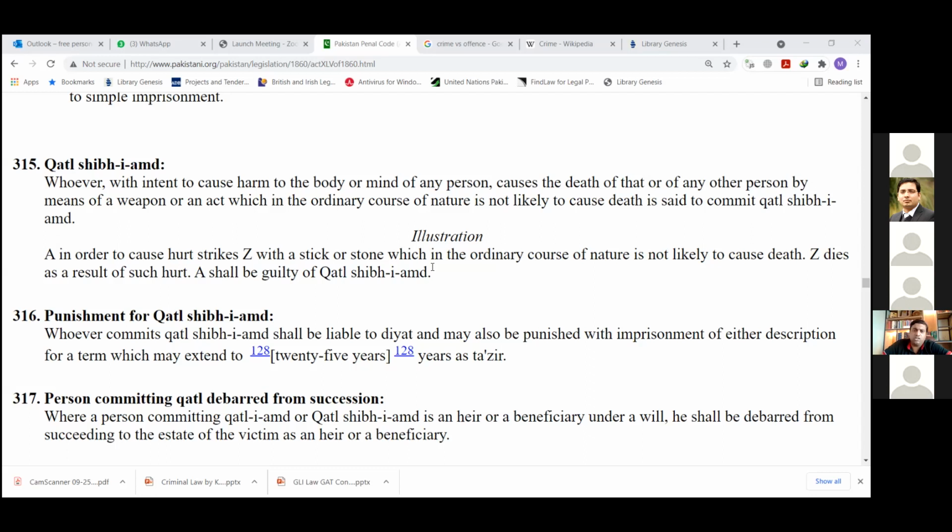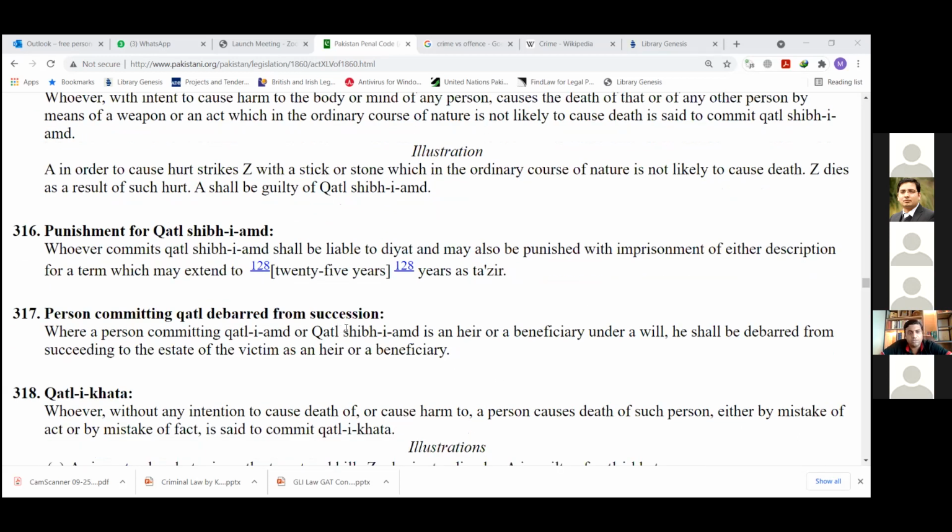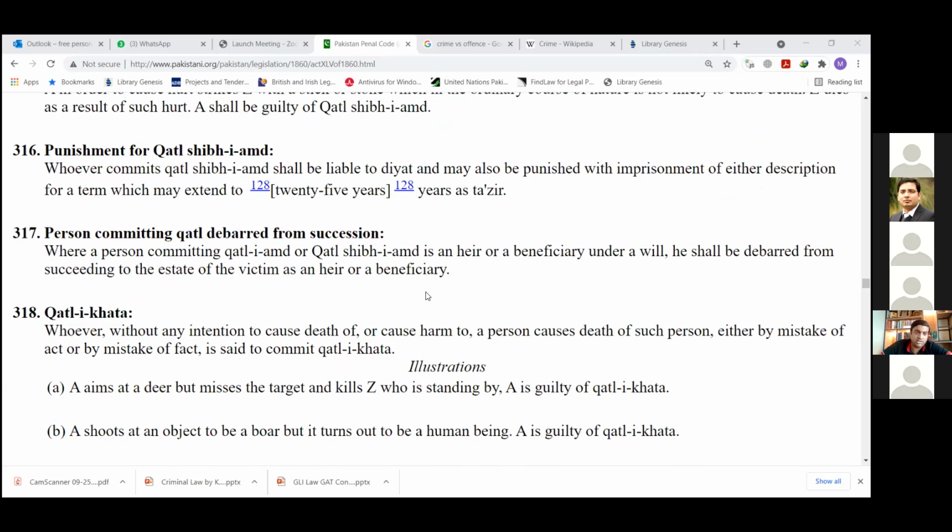Whoever, with intent to cause harm to the body or mind of any person, causes death of that person. So the intention was of committing harm to a person, not death, and with an action which was not likely to cause death. So if a person strikes another person with a stone or a stick, which in the ordinary course of nature is not likely to cause death, it will be called qatl shabh-e-amd. The punishment is 25 years as tazir.